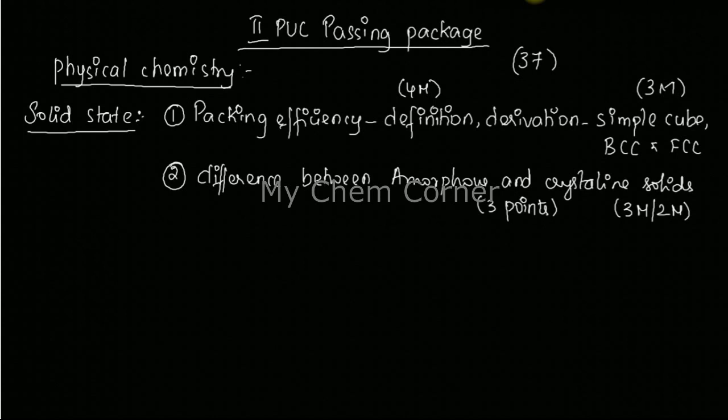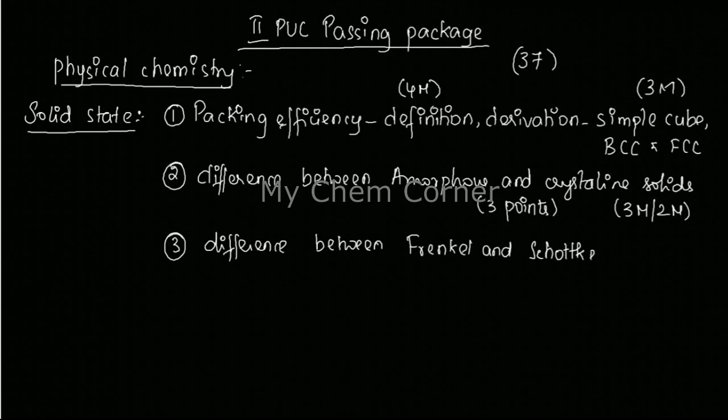So a difference between amorphous, crystalline. Then another difference that they can ask is the difference between Frankel and Schottky defect. Alright, now under Frankel and Schottky defect, you will be asked to write any 3 points. Again, this is another question that can be asked either for a 3 marker or for the 2 marker.